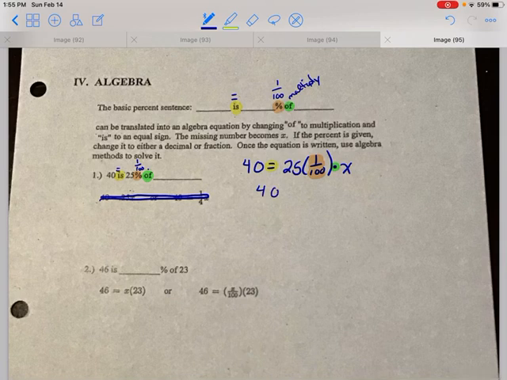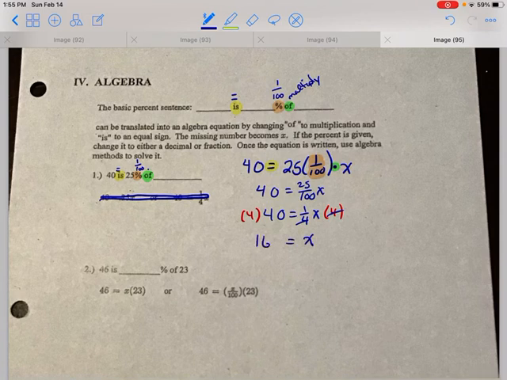All right, so if I go ahead and solve this, this becomes 25 over 100 times x, which reduces to 1 over 4 times x. So taking you back to your algebra days, to get x by itself, I would multiply both sides by 4. And I would get x equals 160. All right, so that would be my answer for number 1.